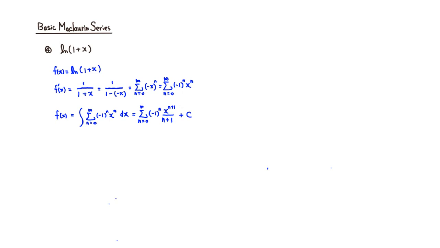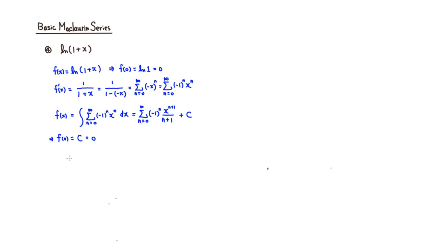Let's figure out c. We know that from the original function, f of 0, because it's centered at 0 since it's a Maclaurin series, you get the natural log of 1 plus 0, so natural log of 1, which is actually 0. So if you plug in f of 0 here, since we're plugging in 0, all the terms are going to be 0. What's left is going to be c, and this has to be equal to 0. So c happens to be just 0.